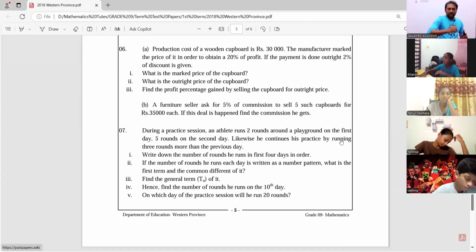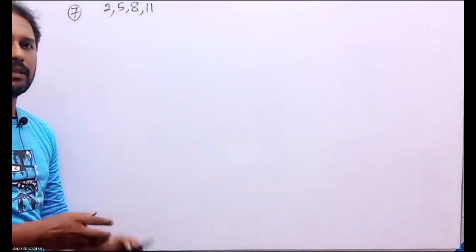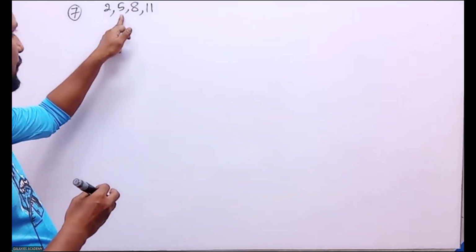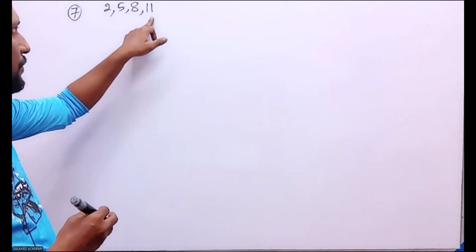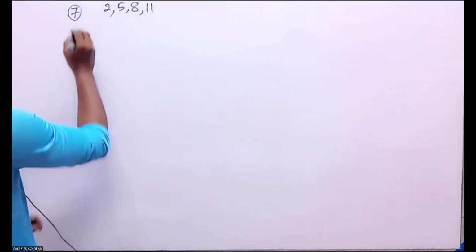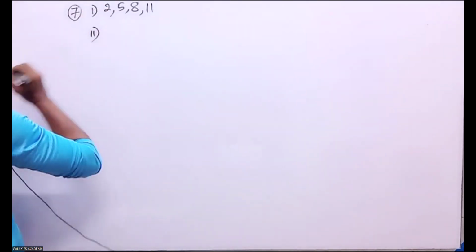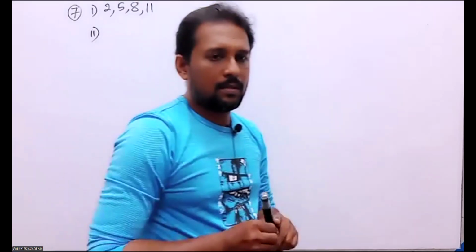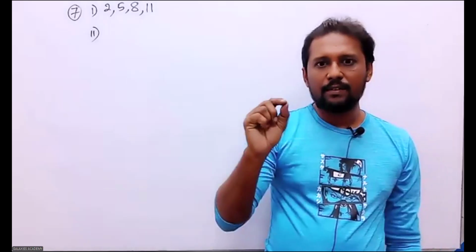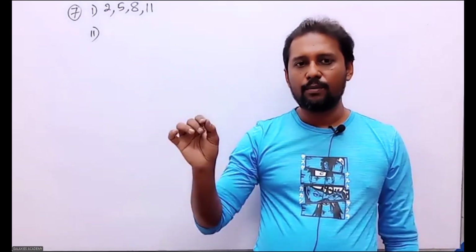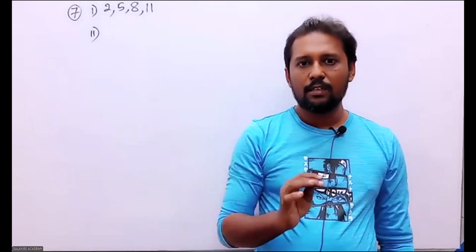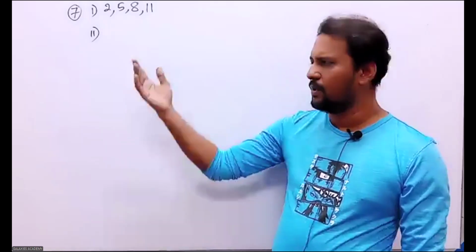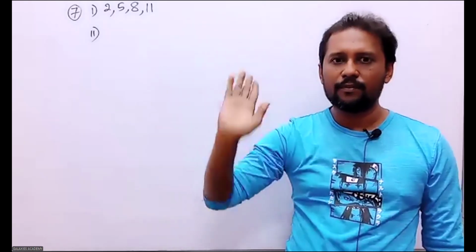The first part given, write down the number of rounds he runs in the first 4 days in order, right? First 4 days in order you have to write. First day, 2 rounds. Second day, 5. Third day, 8. Fourth day, 11. So the first part answer is this one, no? If you want, you can write first day equal 2 rounds, second day equal 5 rounds, third day equal 8 rounds, fourth day equal 11 rounds. It is also enough.